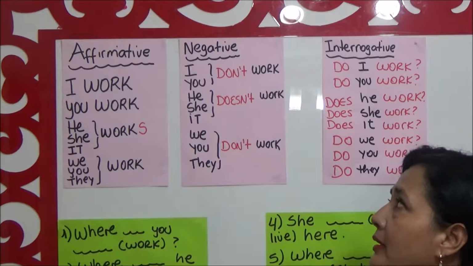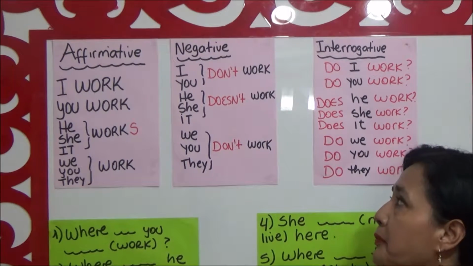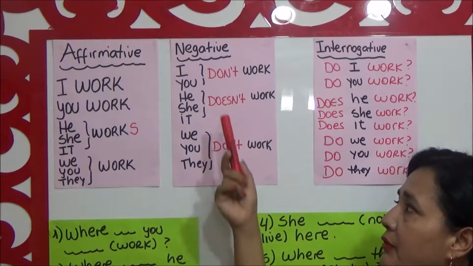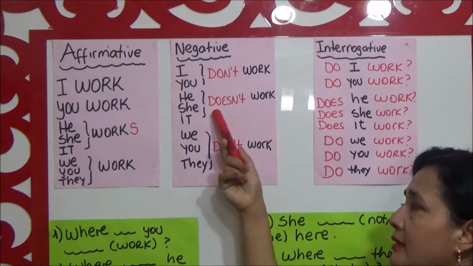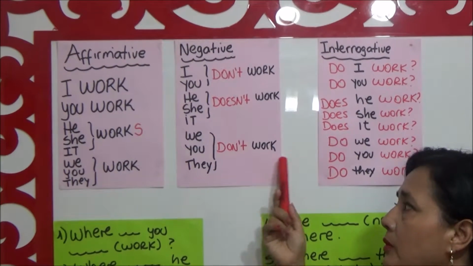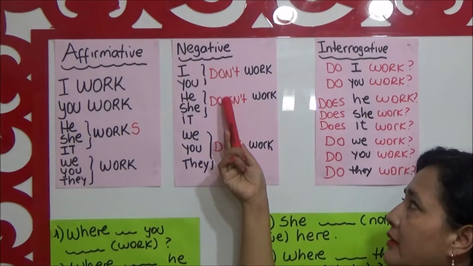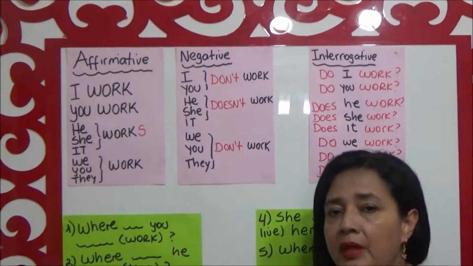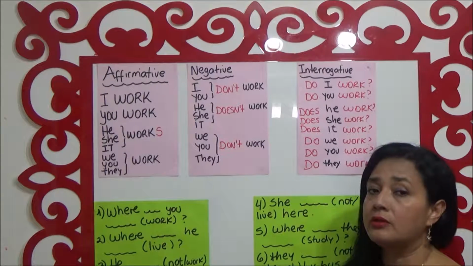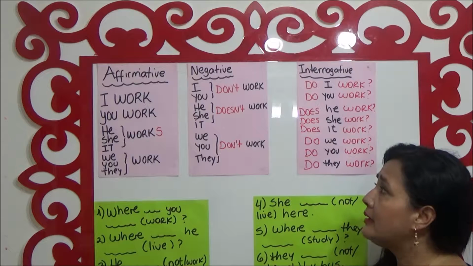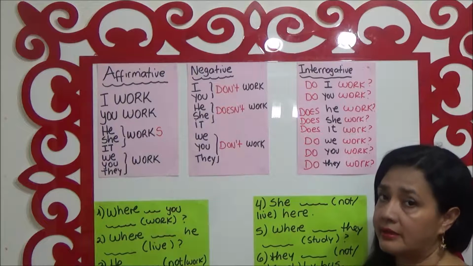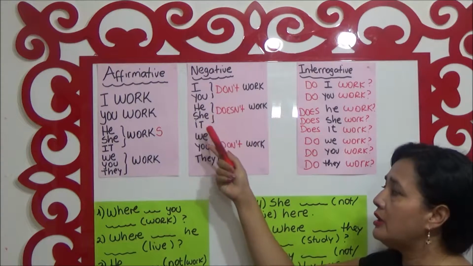Alright? What happens in the negative? In the negative we have I don't work, you don't work. If it is he, she or it, doesn't work, and if it is we, you and they, don't work. What is the name of these words? They are auxiliaries. We use auxiliaries in the present simple and the simple past, also in the negative. In the present simple, the auxiliary is don't and doesn't, and doesn't is for he, she and it.